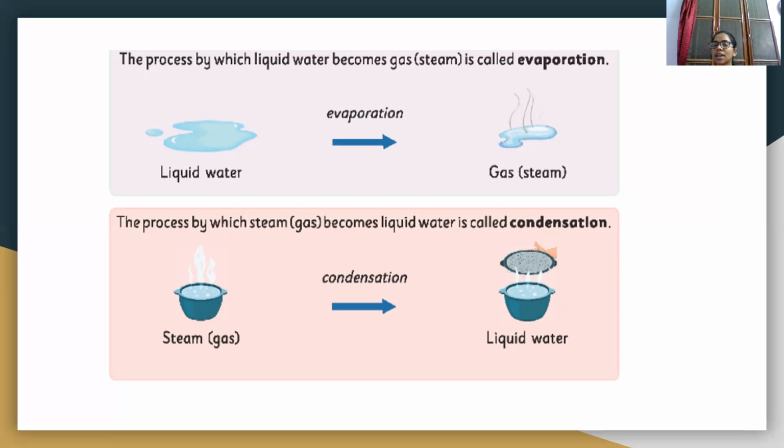Next process is called condensation. The condensation is nothing but a steam or gas which is converted into a liquid state. That we call condensation. And the process by which steam or gas becomes liquid water is called condensation. Totally, there are four processes. One is freezing, melting, evaporation, and condensation.